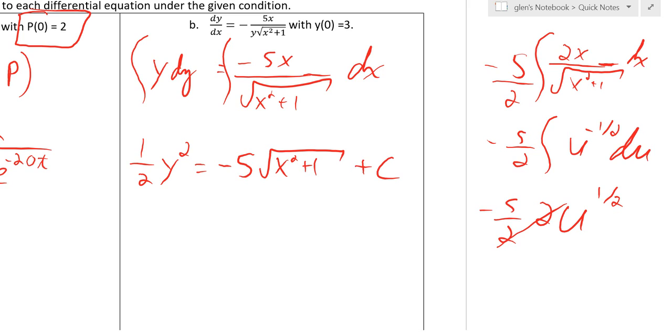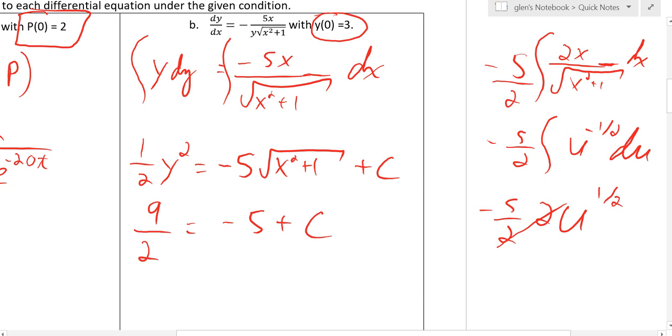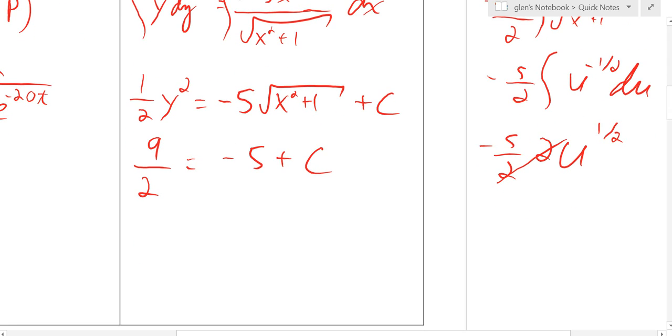So I'm going to plug in 0 for x, and know that I have to get 3 for y. And that's going to turn this into, if y is 3, 9 halves on the left side. And if you plug in 0, you just get negative 5 plus c. And we got to solve for c, so we're going to add 5, which is 10 halves. So c is 19 halves. Okay, so I'm going to put that in there, 19 halves.